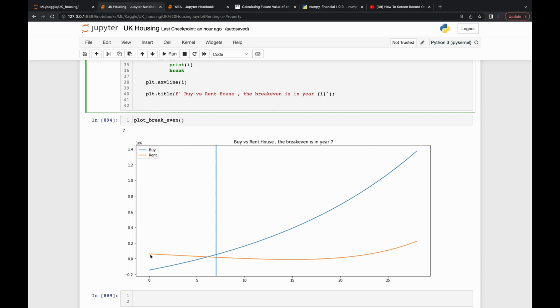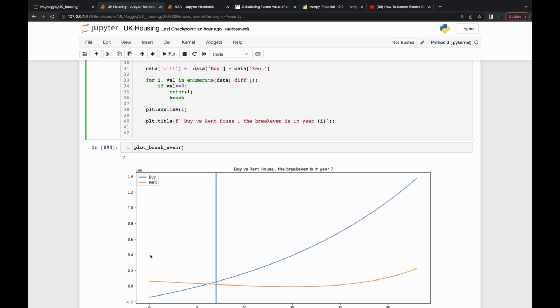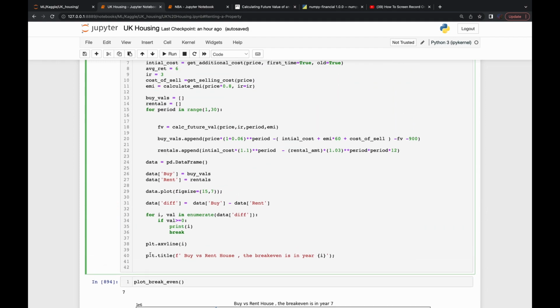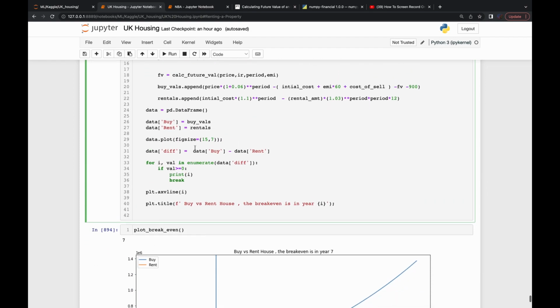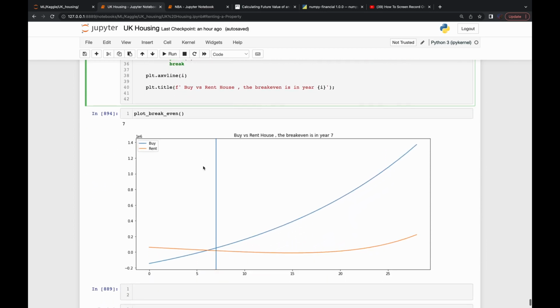Discussing investment will be a topic for another day. But for simplicity, let's consider that you are gaining a profit of about 10% per year. This is what I have considered here. And I've also considered the average house prices increasing 6% per year. So considering all these facts, it's coming around 7 years.